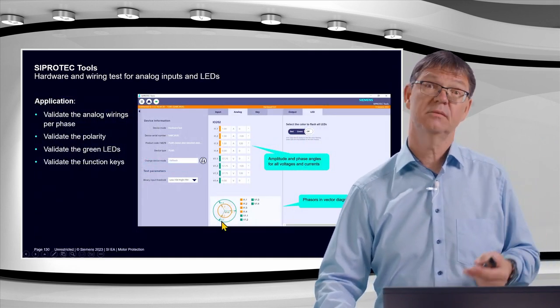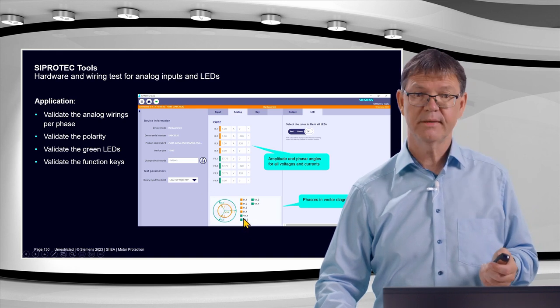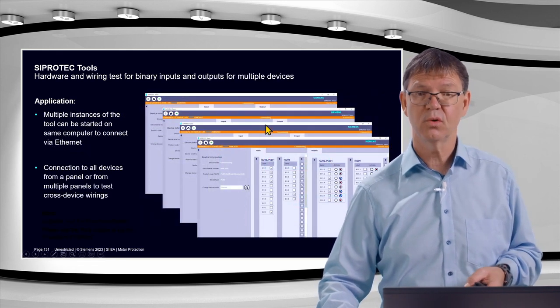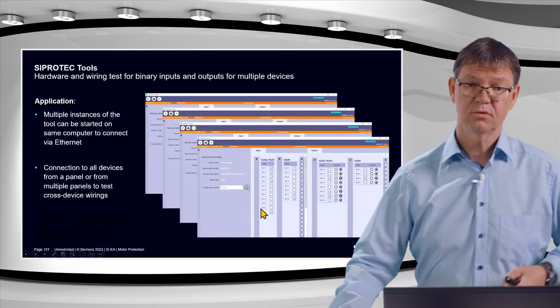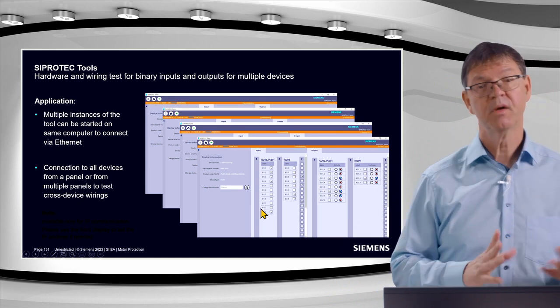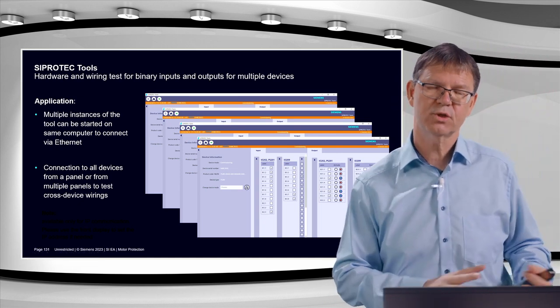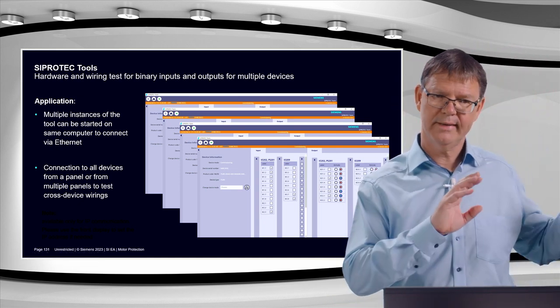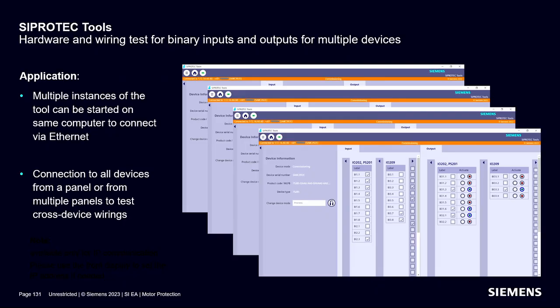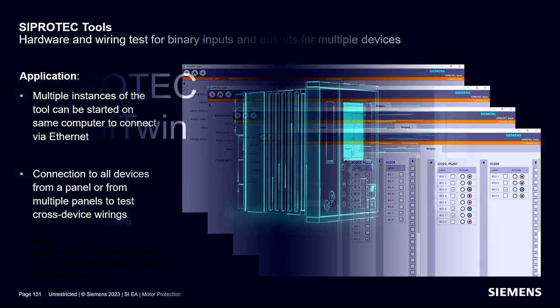I have a phasor diagram again, and I can use this also multiple times, each for a different relay. Then I can also check the interconnection between two relays. So I activate the contacts on one relay, clicking somewhere on the contacts, and then I can look if these contacts activate the binary inputs of another relay. So I can also test the wiring between devices here.